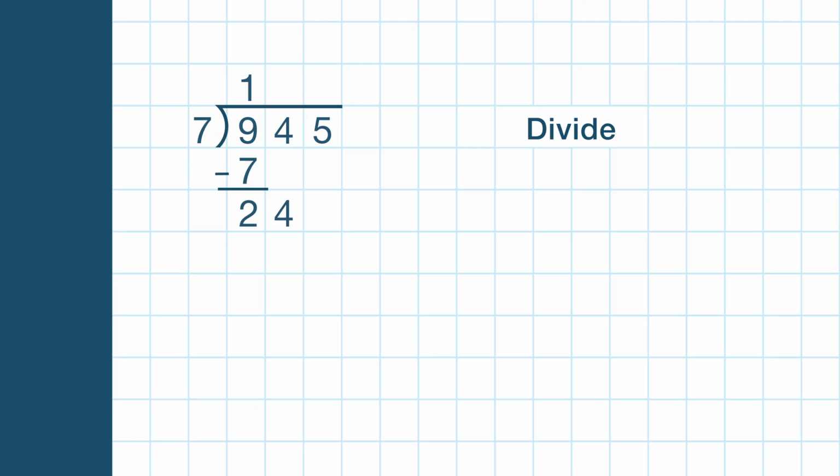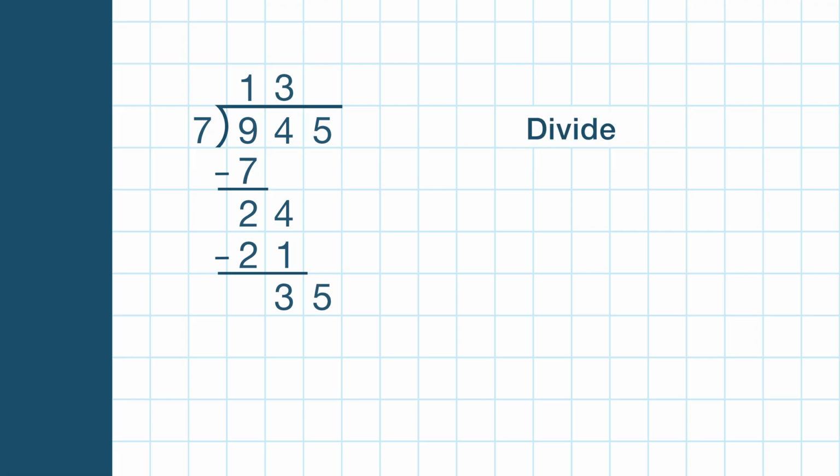Divide again. 7 goes into 24 how many times? 3 times. Write the 3 above the 4. Multiply. 3 times 7 equals? It's 21. Subtract. 24 minus 21 is? The answer is 3. Bring down the 5 to make 35.